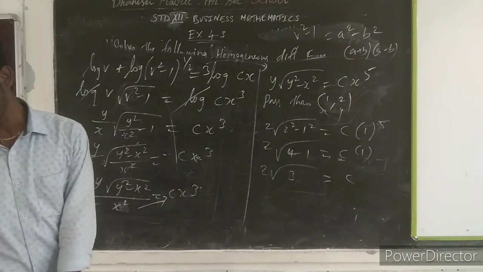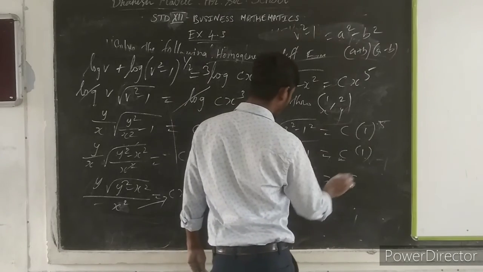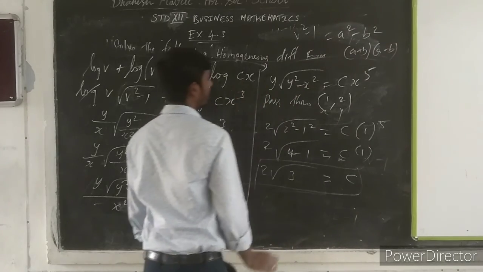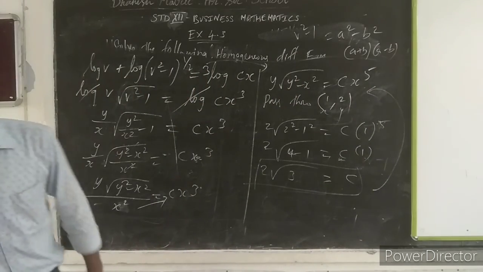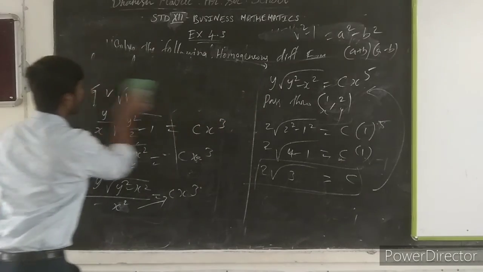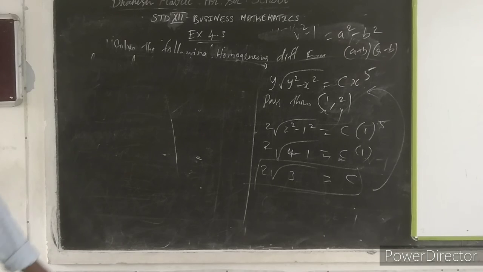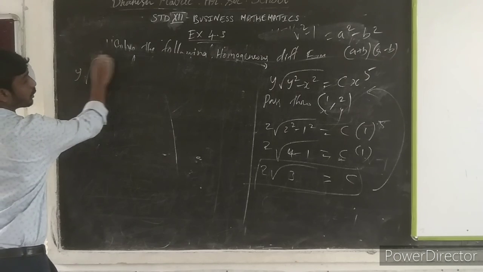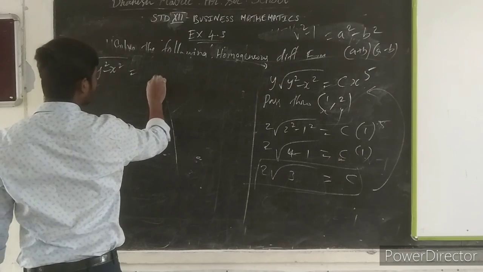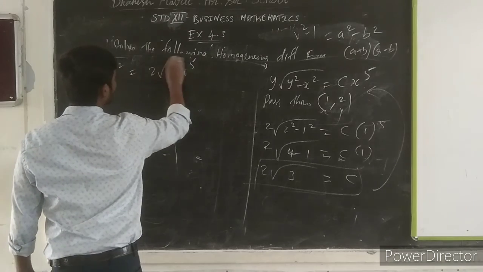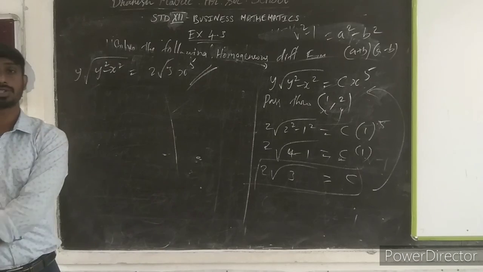So what is the equation we are getting? C is equal to 2 root 3. Now we substitute the c value into this equation, and we get the final answer. Substituting c into this equation, the required equation is y into root of y square minus x square equal to 2 root 3 x power 5. This is the required equation of the curve.